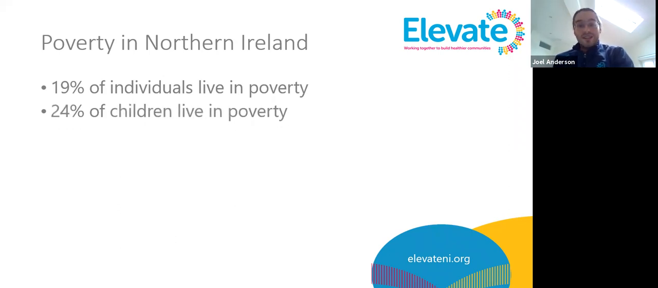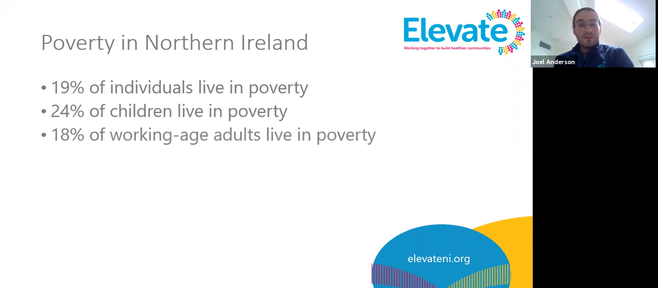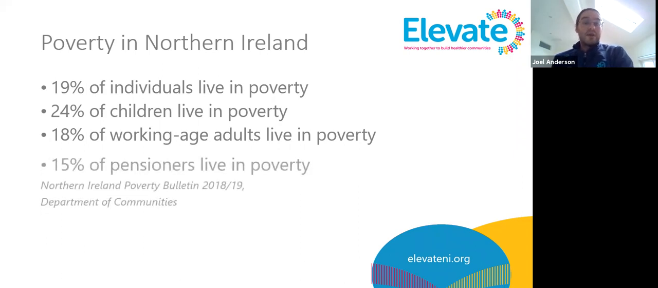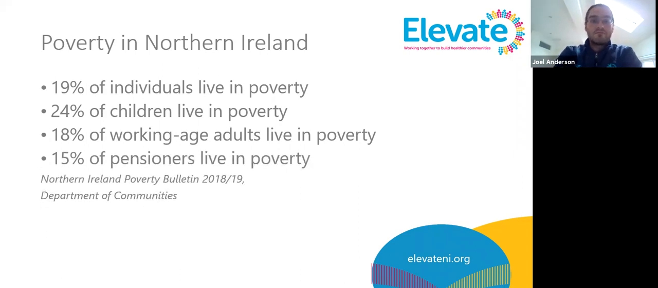24% of children live in poverty. That's around 107,000 children. 18% of working age adults live in poverty. That's around 201,000 working age adults. And finally, 15% of pensioners, which is around 43,000 pensioners, live in poverty.